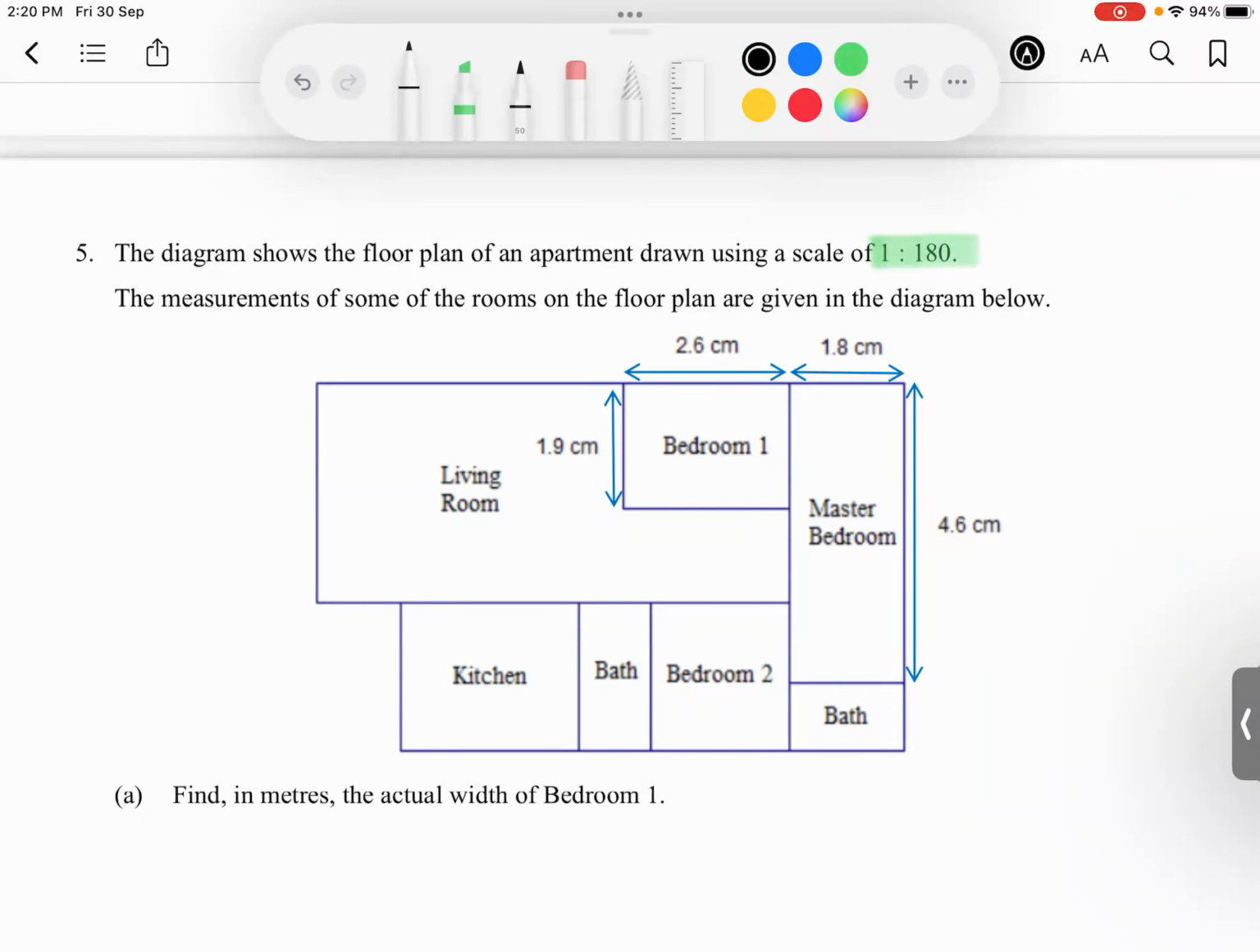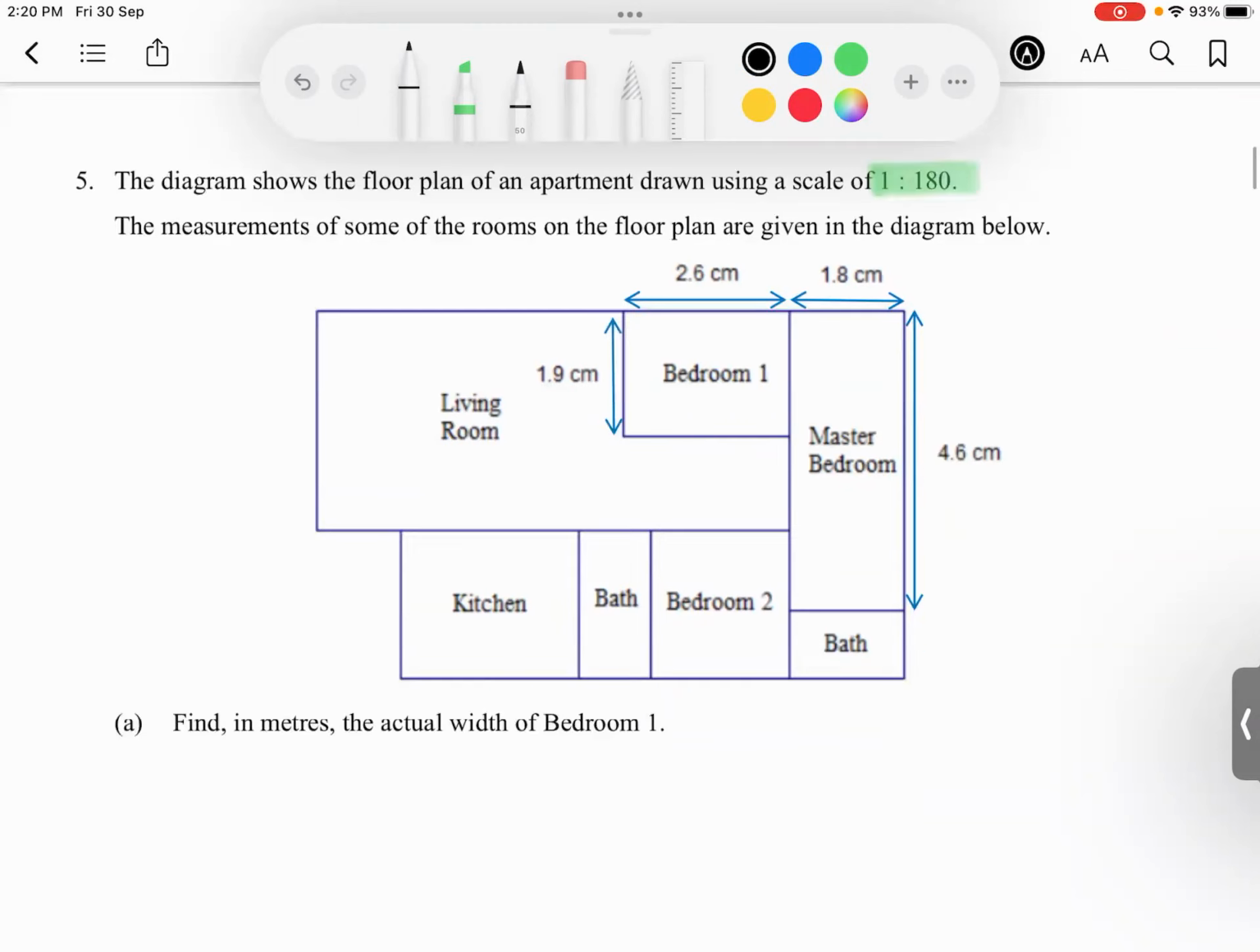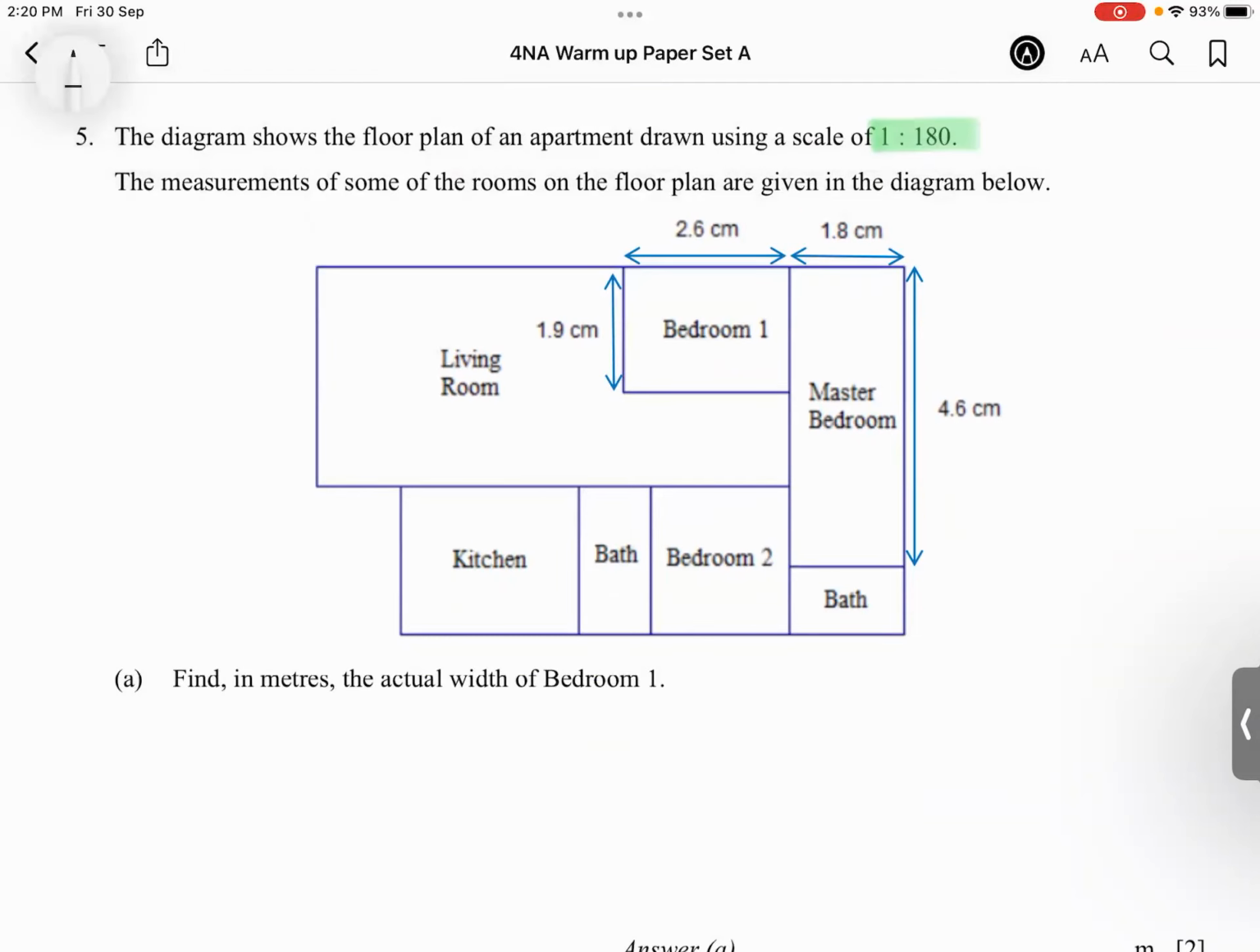The scale is 1:180. Some of you don't read the scale at all, or the numbers just don't come out, or you don't know what you need to do. In this case, there is a scale, 1:180. When we first begin, there are no units on both sides, so we add cm on our own.